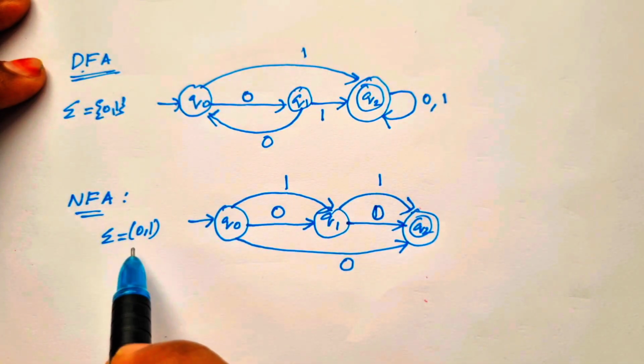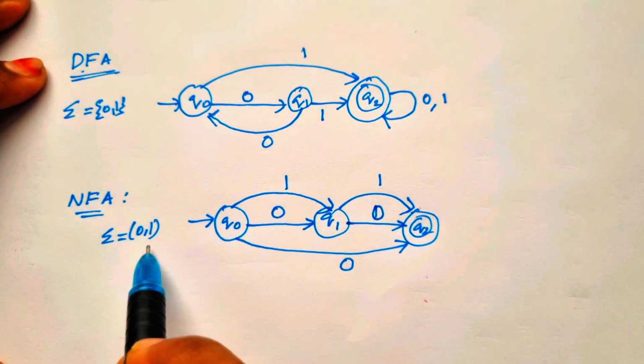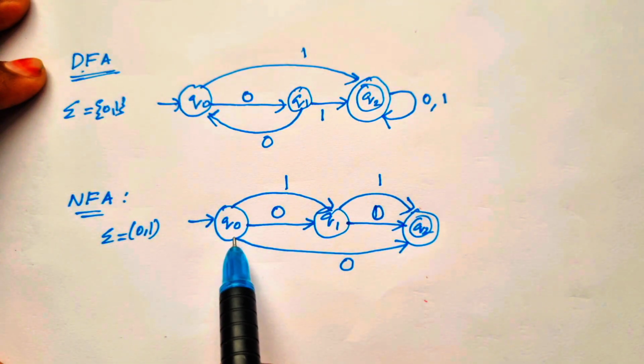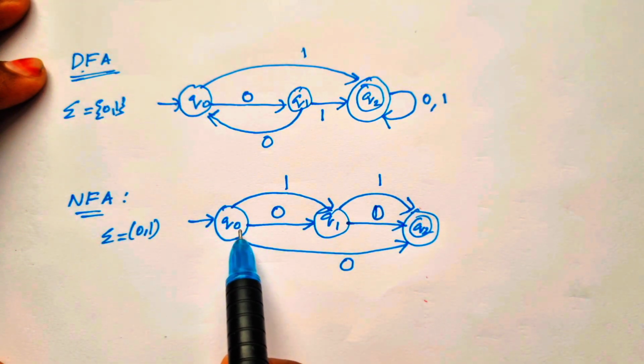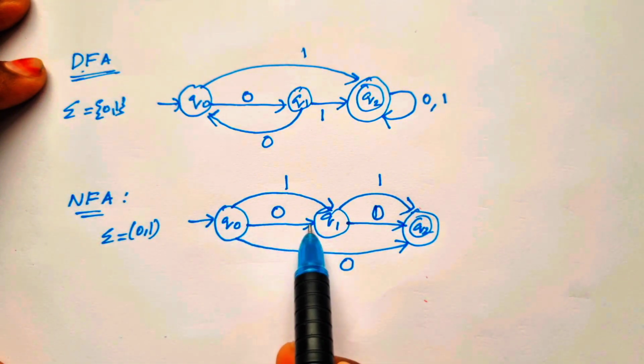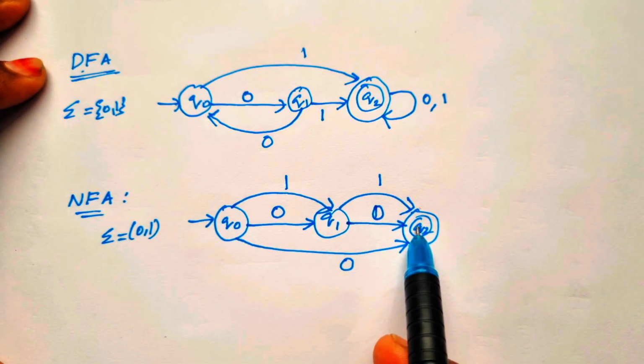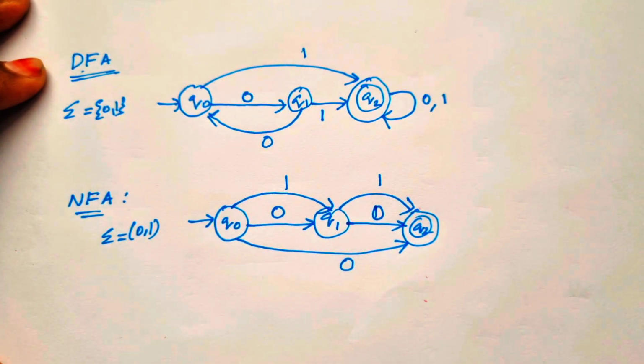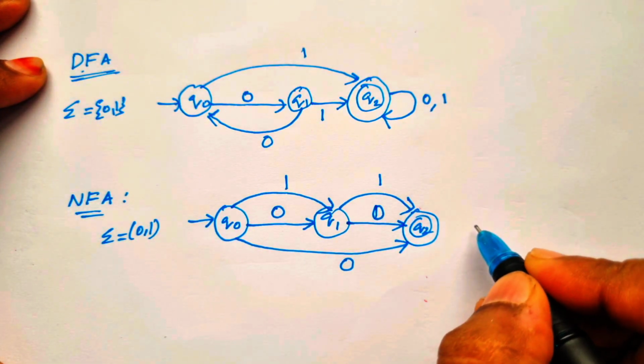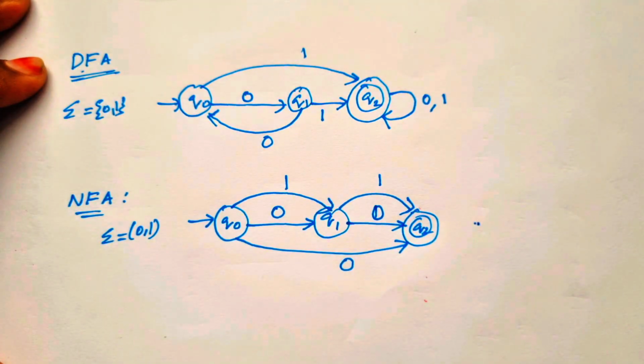Now let us see NFA, again sigma equals 0, 1. See here in this diagram, q0 is having two transitions on input 0. It is going to q1 and also q2. Means on a single input, a transition may go to multiple states. These kinds of diagrams are called NFA.